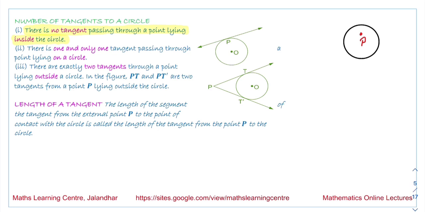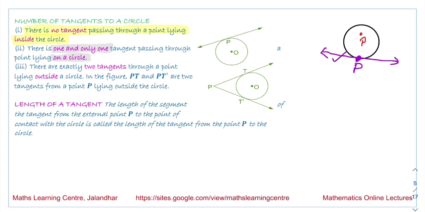Next we are saying, suppose this point P is lying on the circle. Then we can draw one and only one tangent passing through this point P. This is our second result, that one and only one tangent can be drawn passing through a point on the circle.